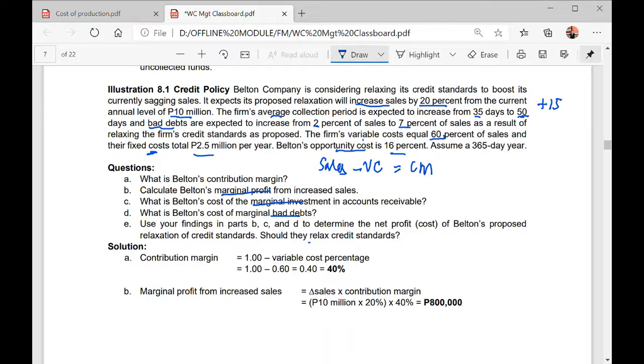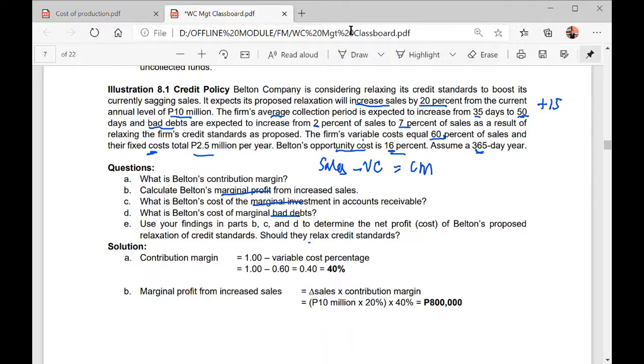And we already know also in our economics class that opportunity cost is opportunity forgone. So therefore, kung wala ta nag-business ani, wala ta nag-invest in our accounts receivable, we would have earned 16% income if we have invested our money in some other business or some other sources of income. And in this problem, we're going to use 365-day year. So meaning ang number of days nga itong gamiton sa computation is 365. So let's go to our requirements.